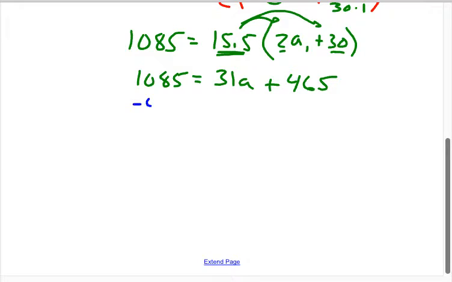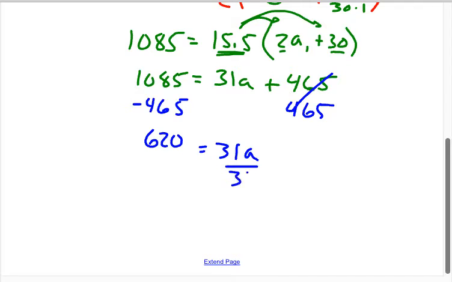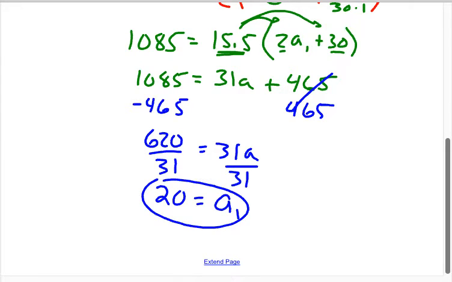Subtracting 465, I get 31a equals 620. Divide by 31. Looks like a sub 1 equals 20. What does that mean? On the first day in March, a sub 1, he did 20 push-ups. There we go, a sub 1. So a different way of using that formula.